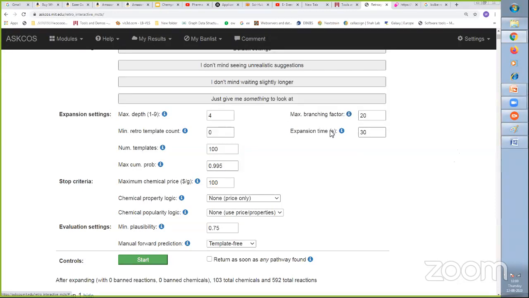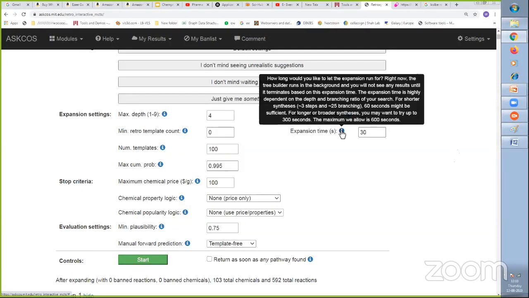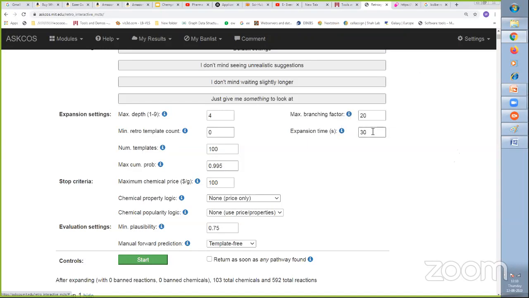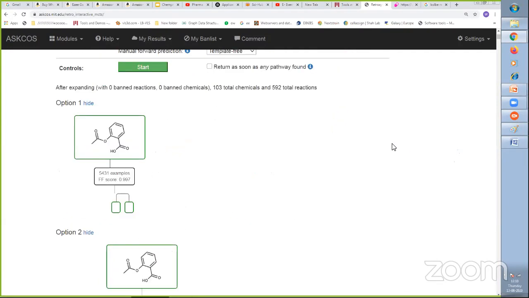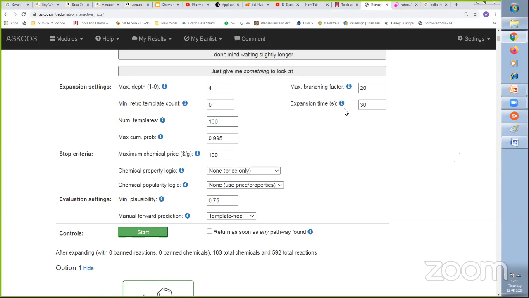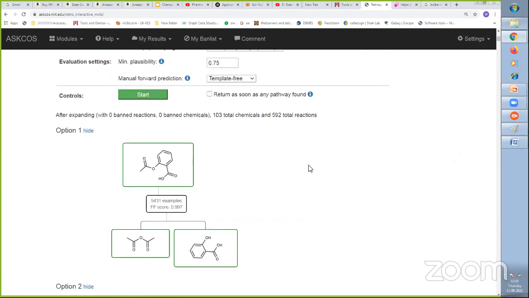Okay, so the expansion time. How long do you like to let the expansion run for? So here actually it depends upon how quick you want to get results. If you want to explore more, then you can give up to 600 seconds, 600 seconds for a very exhaustive search. It is super small depending on the complexity of the molecule. For a small molecule like aspirin, 30 seconds is more than enough.